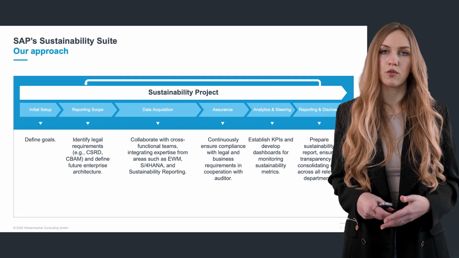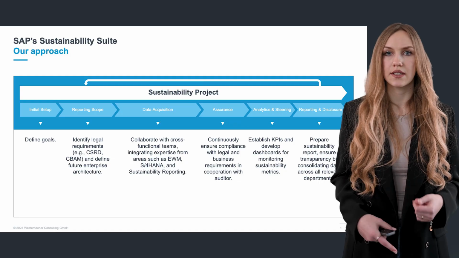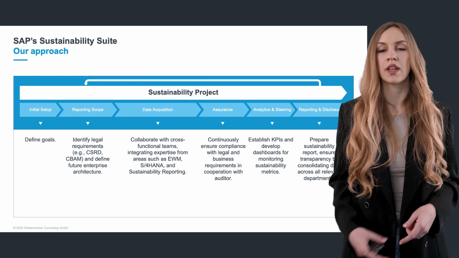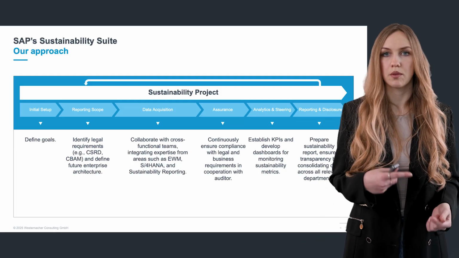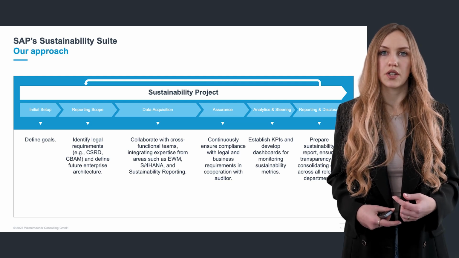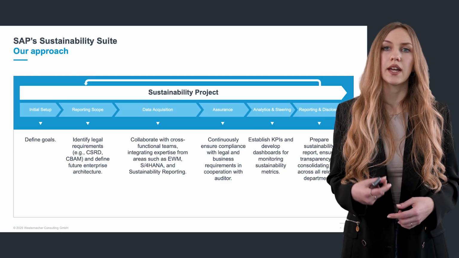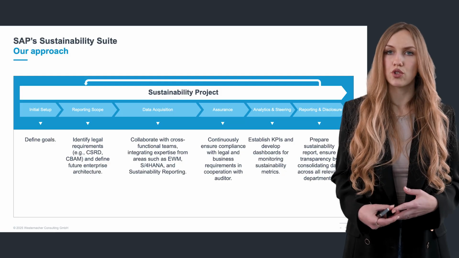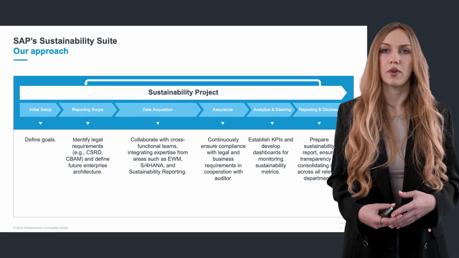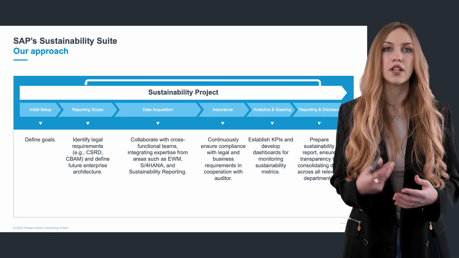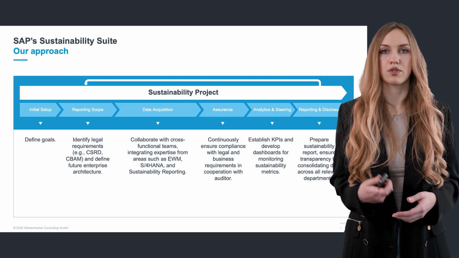After that, we have the assurance part, where we may cooperate with an auditor to ensure compliance with legal and business requirements. Then we have the analytics and steering part, where we establish KPIs, develop dashboards for you, and monitor your sustainability metrics. Of course, this is an ongoing process. After that, we have the reporting and disclosure, where we prepare your ESG report and do the disclosure. And of course, this is not the end. There will be new requirements, so we have to start over and do this process again.